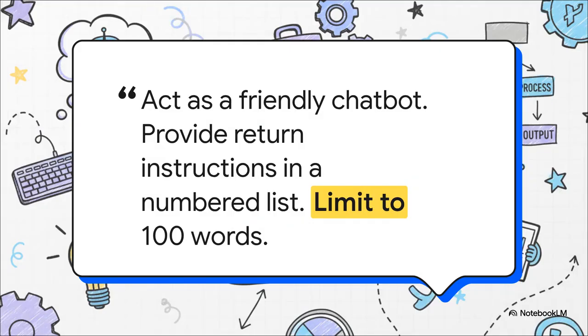Now, look at this. This is a well-engineered prompt. We've told it to act as a friendly chatbot. We've asked for instructions in a numbered list, and we've even set a limit of 100 words. We've given it a clear role, tone, format, and constraint. Now it has everything it needs to give a fantastic response.